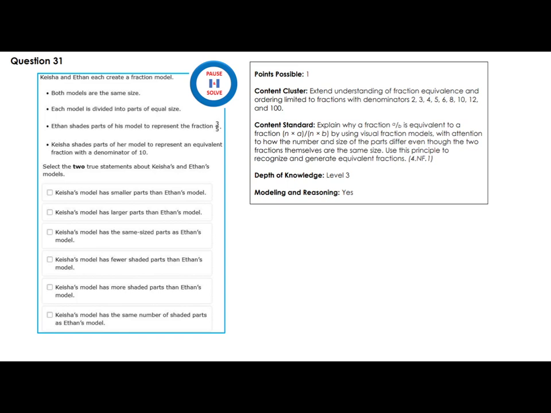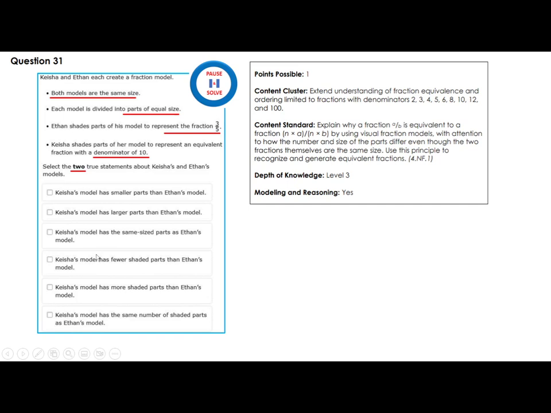Kaisha and Ethan each create a fraction model. Both models are the same size, okay? Each model is divided into parts of equal size. Ethan shades part of his model to represent 3 over 5. Kaisha shades parts of her model to represent an equivalent, which means equal to this, fraction with a denominator of 10. Select 2. Be careful, 2.